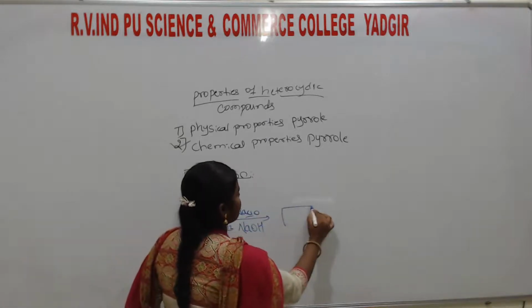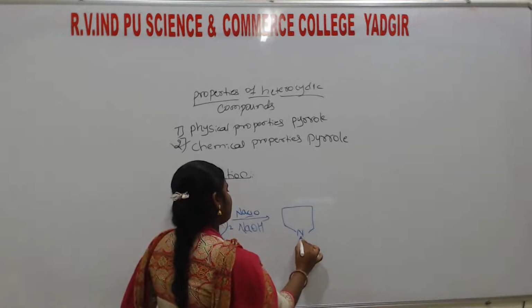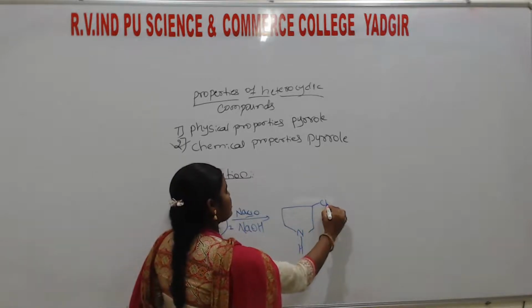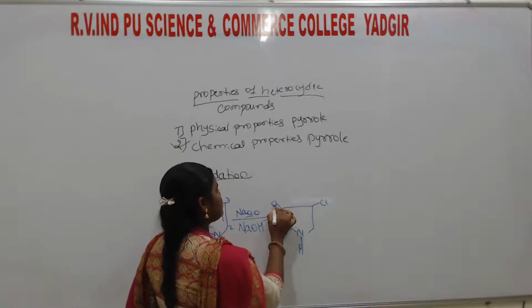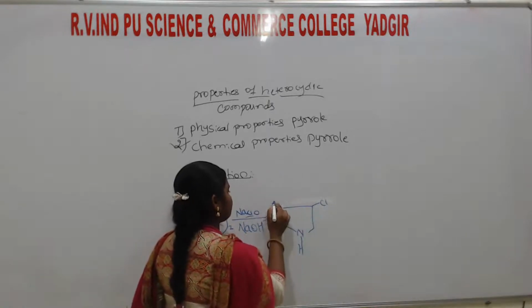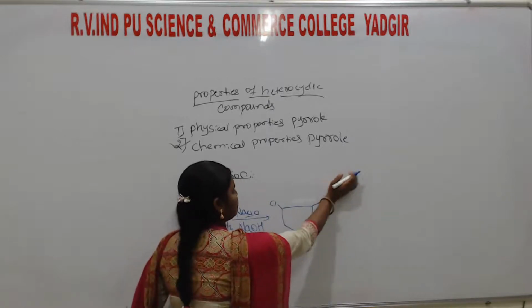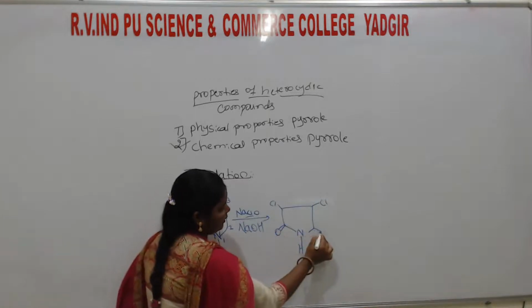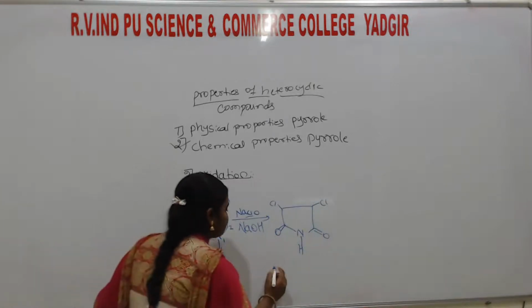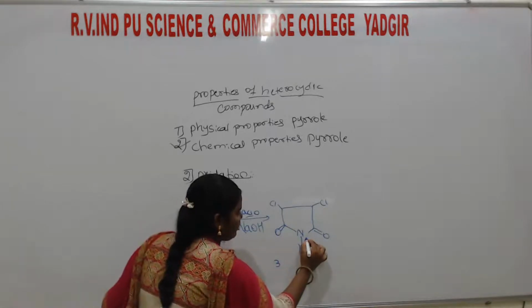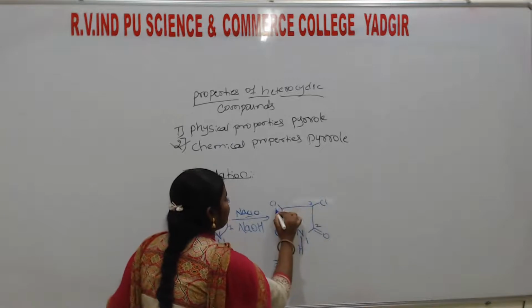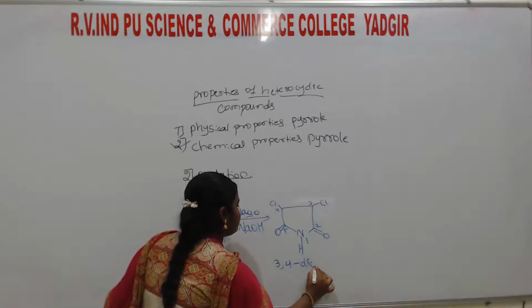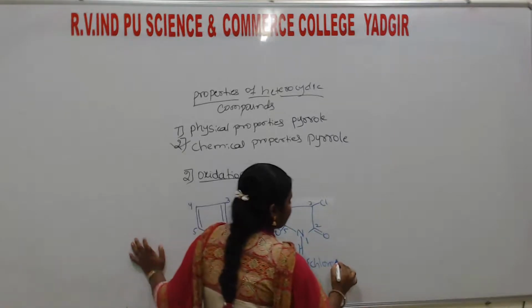Okay, this is NH. Next, the formation is Cl and Cl, with double bond O and double bond O. Here, naming it, 1, 2, 3, 4, 5, 3,4-dichloromaleimide.